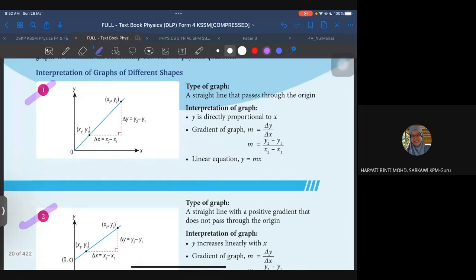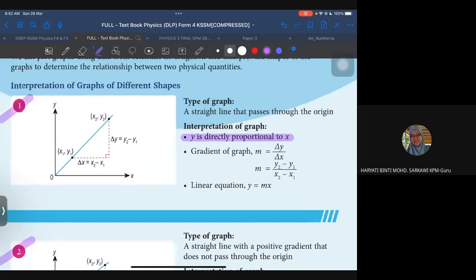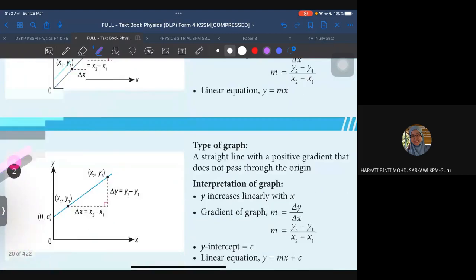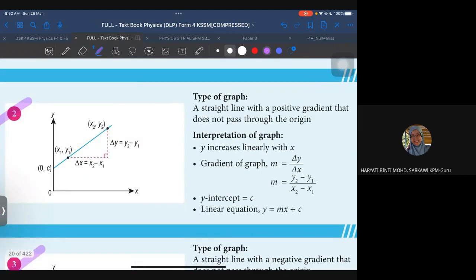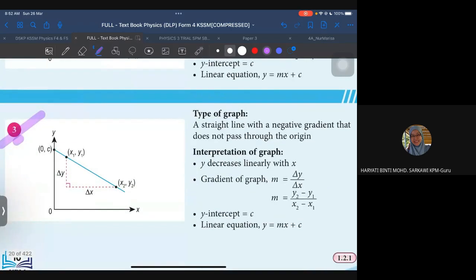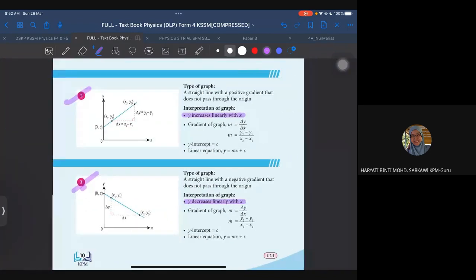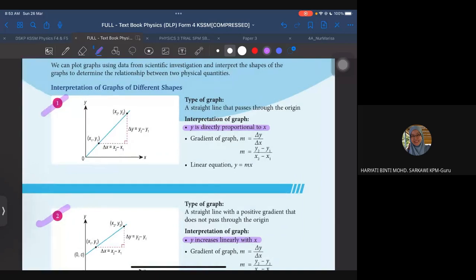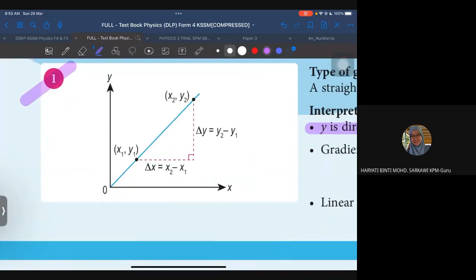So the first graph here is a directly proportional graph. See here? Directly proportional graph. Differentiate them. The second one is the increase linearly graph. The third one is the decrease linearly graph. We look at these three first. When you plot a graph, make sure you write 0. The origin must be labeled.